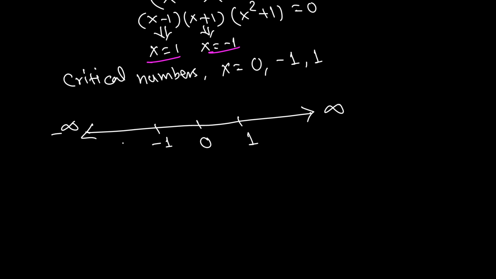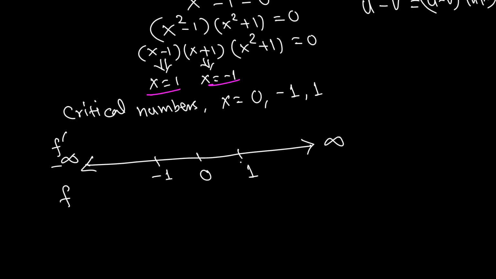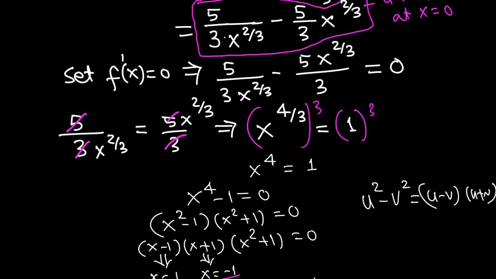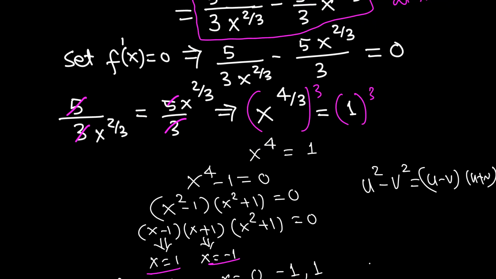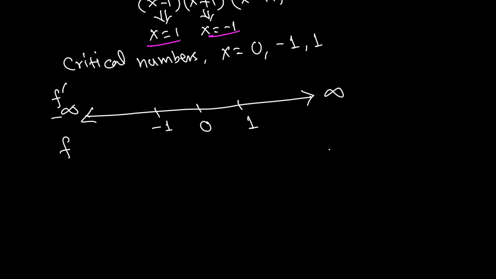So we pick a representative from each interval and plug that into the derivative. Okay, so we plug that into the derivative, f prime, and when the derivative is positive, the function will be increasing, and so on. So what is the derivative, by the way? 5/3 x raised to 2/3 minus 5/3 x raised to 2/3. So let me write over here. So the derivative is 5/3 x^(2/3) minus 5/3, that's the x^(2/3) on the top.